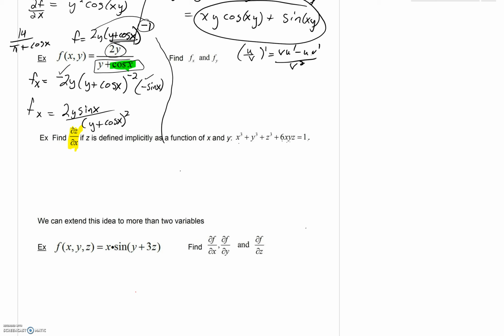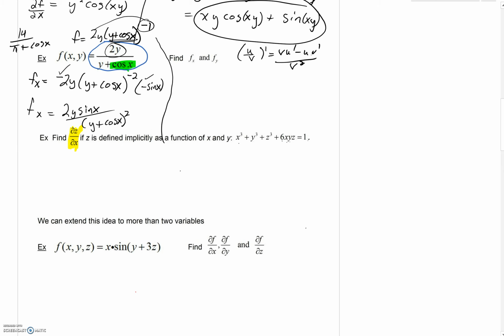Multivariable calculus, we're in lesson 14.3, part 2. We left off with this example. We had just taken a first derivative, a partial derivative with respect to x. Let's take a look at this function, 2y over y plus cosine of x, if we took this derivative with respect to y.